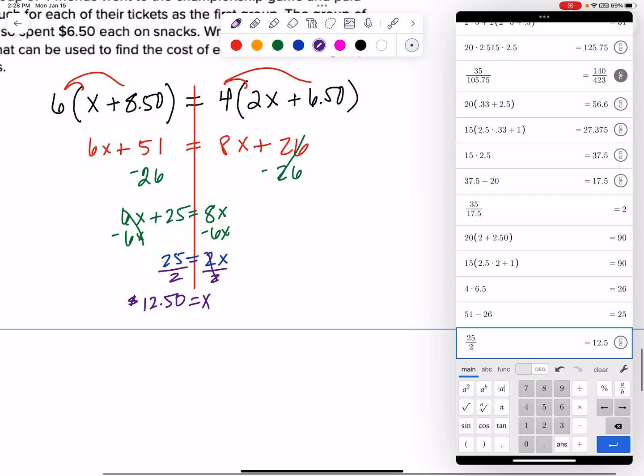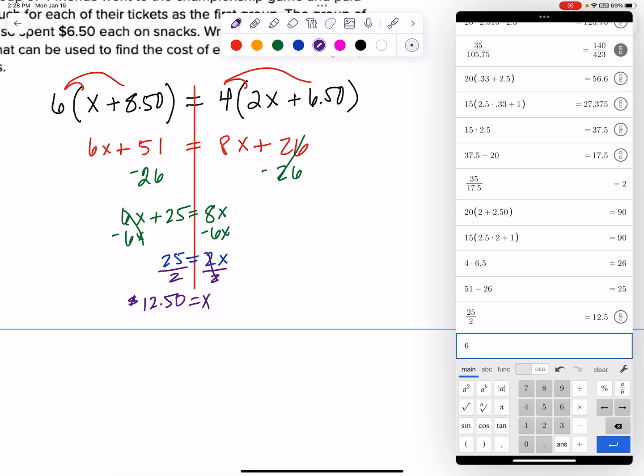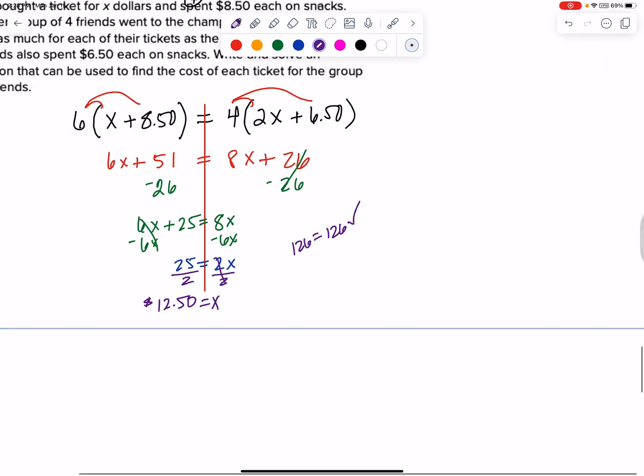If they match out, then we are correct, and gosh, I hope we are correct. I can't handle another error. 12.5 plus 850. Okay, puts us at 126 on that side. Let's check the other side now. 4 times the quantity of 2 times 12.5 plus 650, close parentheses. Oops. Forgot to hit enter. There we go. Made me nervous there. Yay! Checks out. All right, there we go.